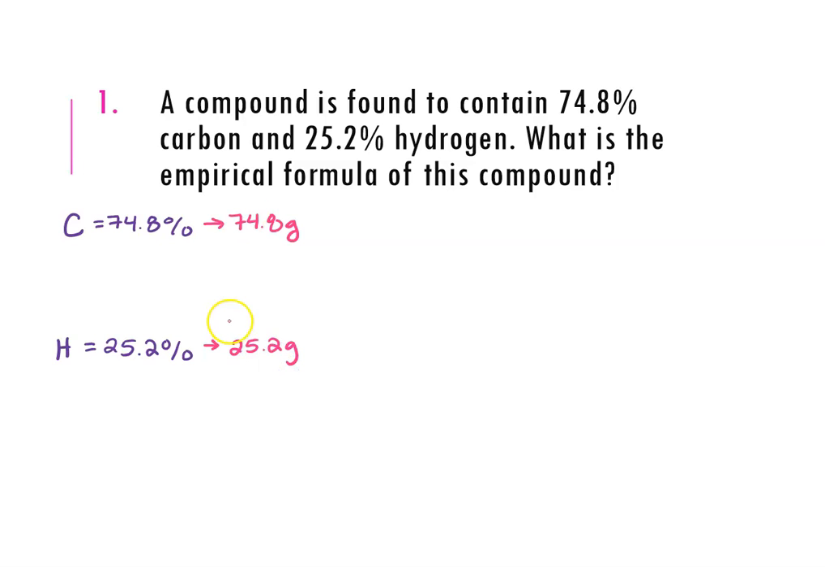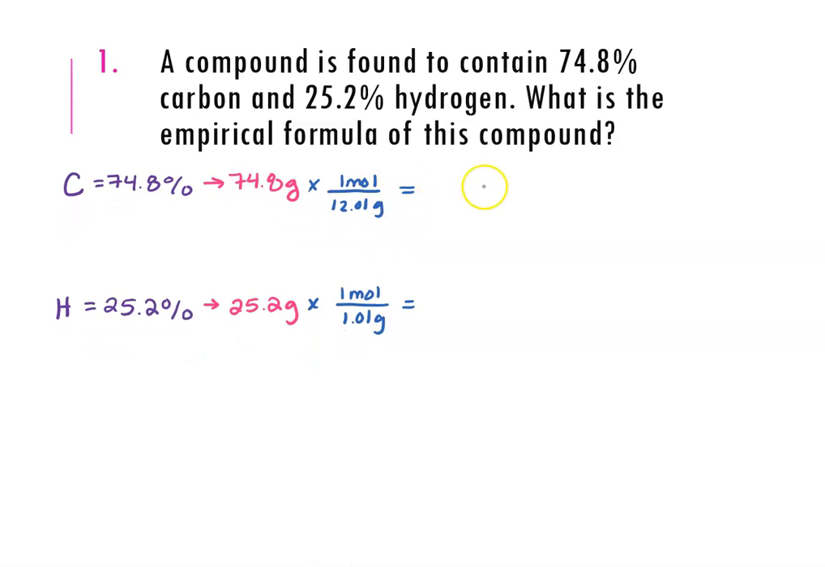We can do this because when we switch from percentage to grams, we're not changing the ratio. The percentage stays the same. So what we're trying to do here is find the mole ratio of carbon to hydrogen. We do that by first looking at the gram ratio and then turning that into moles. So now we're going to go mass to moles. I'm going to divide by the molar mass of carbon. Carbon is 12.01 grams, and hydrogen is 1.01 grams.